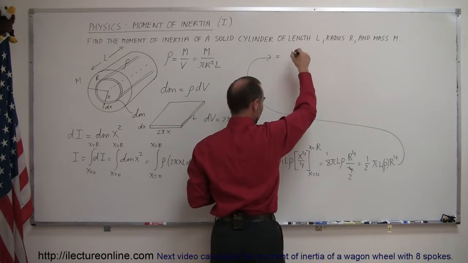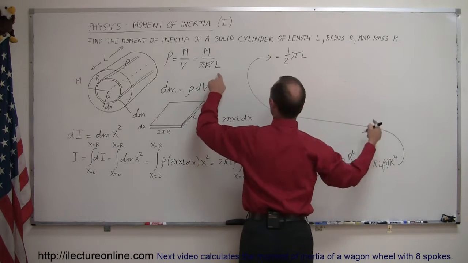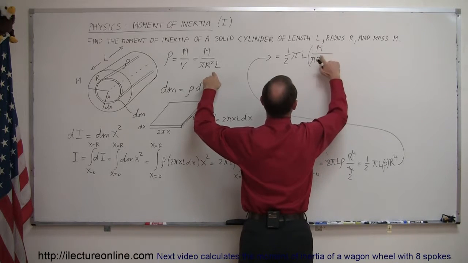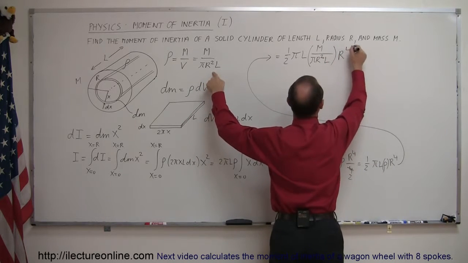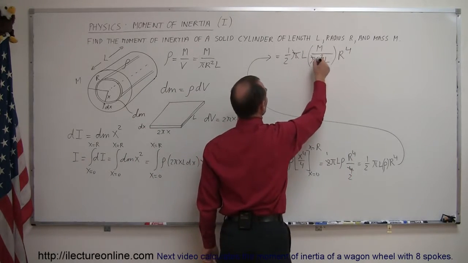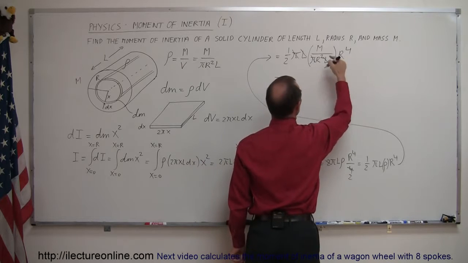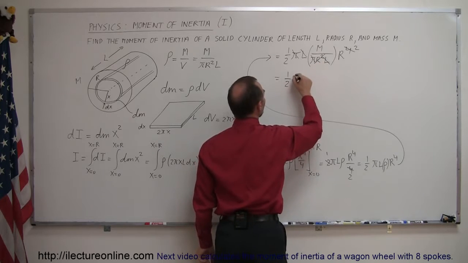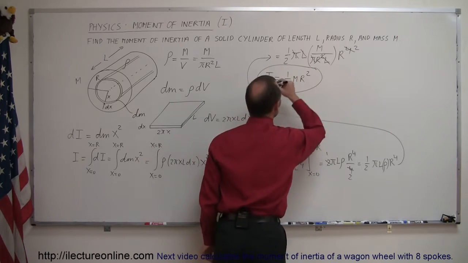We get 1/2 times pi times L, and instead of the density, we're going to write m over pi r squared L, times r to the fourth. All right, now we can go ahead and simplify some things. We can get rid of pi. We can get rid of L. And we have an r squared here and an r to the fourth, so this cancels out with 2 of those, and this now becomes 1/2. We have remaining an m, and we have remaining an r squared. And that indeed is the moment of inertia of a solid cylinder.